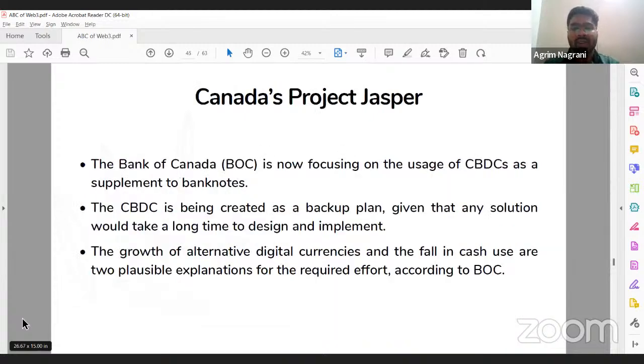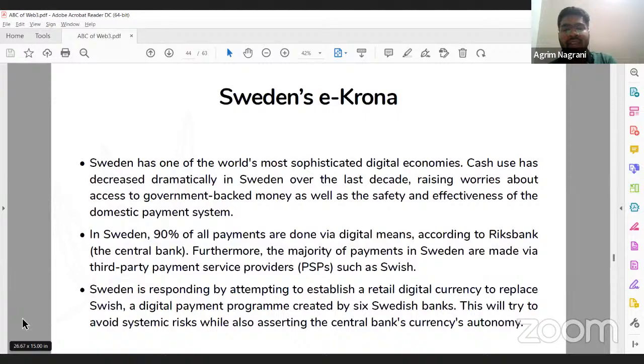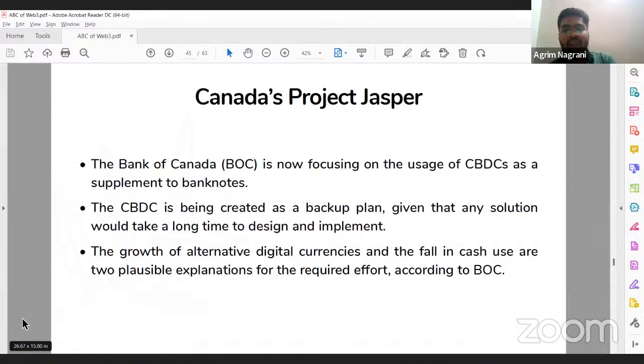Then Canada has also launched their project called the Canada Jasper Project. The Bank of Canada is again focusing on the usage of CBDCs. It is being used as a backup plan that can be integrated in future if any problem arises with the current solution integrated in the market, or if there is a fall of cash, or any other currency or cryptos increasing digital payment, then they are definitely planning to launch their own CBDC.